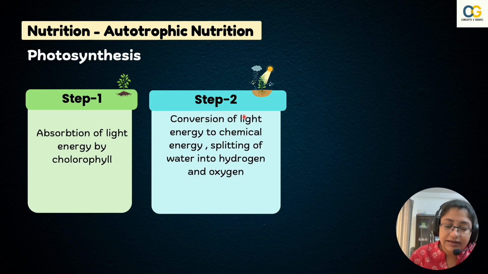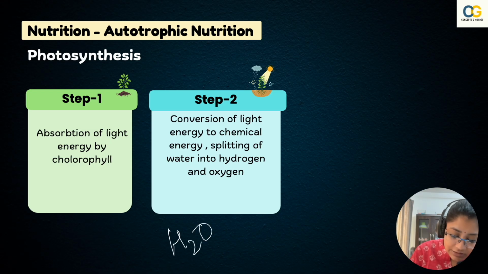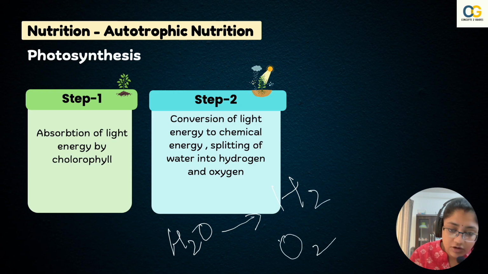So here is the second step, which is very important. So what happens is you convert this light energy and make it into chemical energy, and then you split the water into hydrogen. So in your equation you had H2O, correct? So you split this into hydrogen and oxygen.